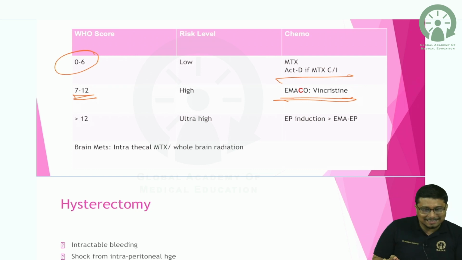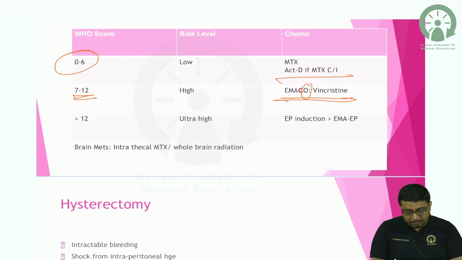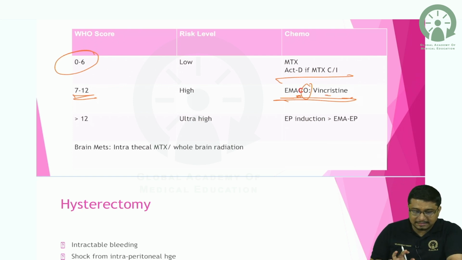Okay. C doesn't stand for vincristine. O is Oncovin, which is vincristine. But you should remember that it is not vinblastine, because it has C. You can relate with the C of vincristine. Okay. C is cyclophosphamide. E is etoposide. A is adriamycin.